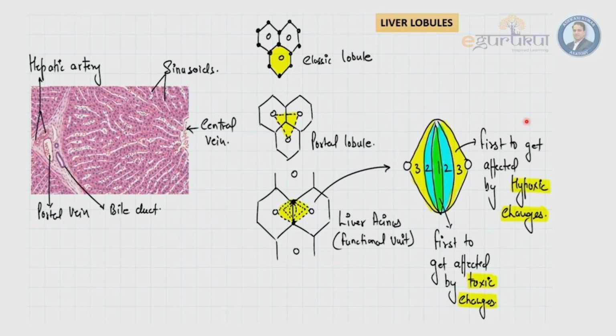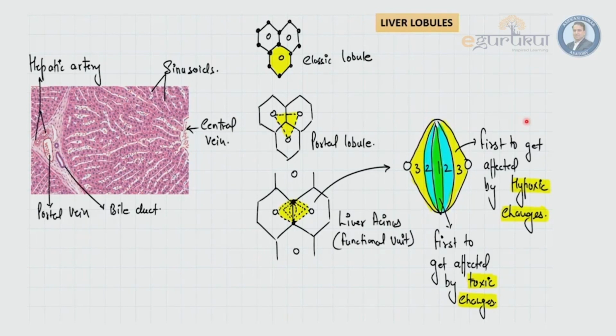Zone 1 is first to get affected by the toxic changes, and zone 3 is the first to get affected by the hypoxic changes. That arrangement is called the liver acinus, and that is the functional unit of the liver on which the question is asked.